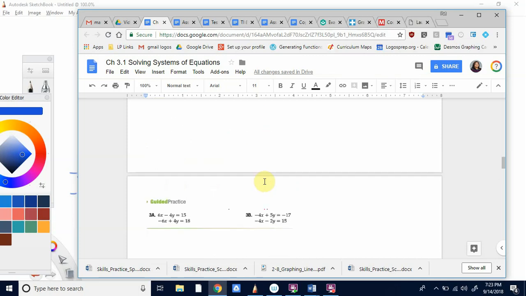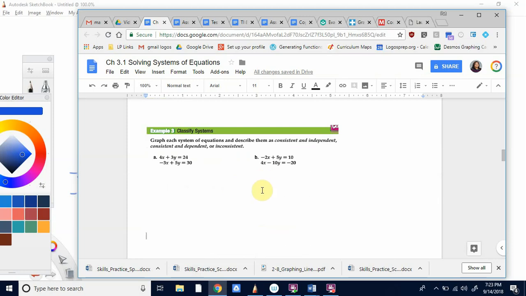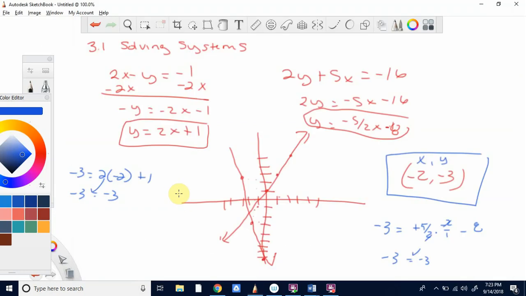So that would be example 3. It says graph each system of equations and describe them as consistent or inconsistent, independent or dependent. So we have to first put them in what? Y equals mx plus b form. So I did it already, and I'm not going to do the algebra. So you get y equals negative 4/3 x plus 8, and you get y equals 3/5 x plus 6. So let's graph these.